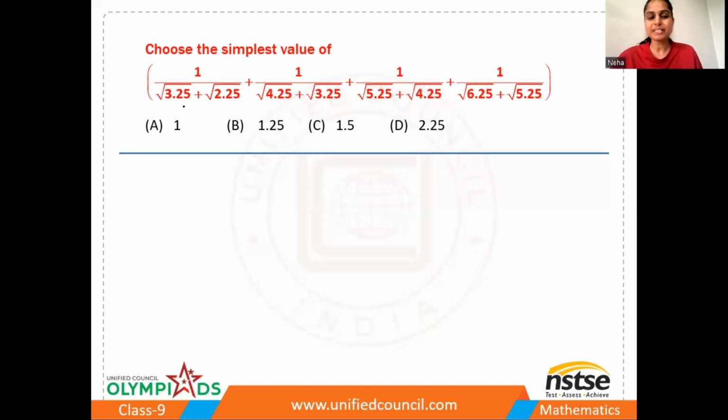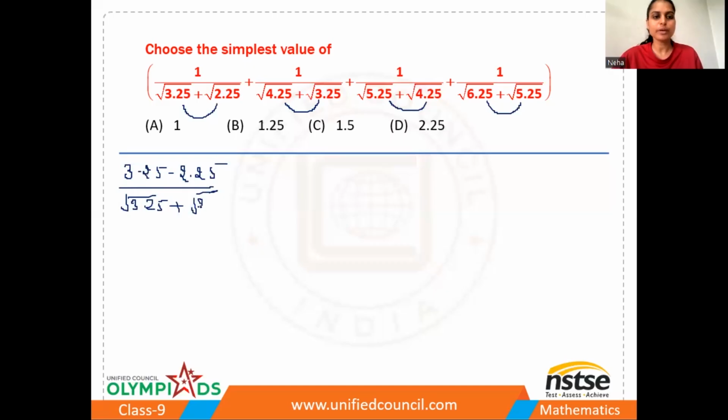Okay. So basically, students, if I look at all the numbers, I can see that the difference between each number is one only, right? The difference between each number is one only. So can I write 3.25 minus 2.25? I think yes, I can do that, right? And the denominator will be the same, square root of 3.25 plus square root of 2.25.